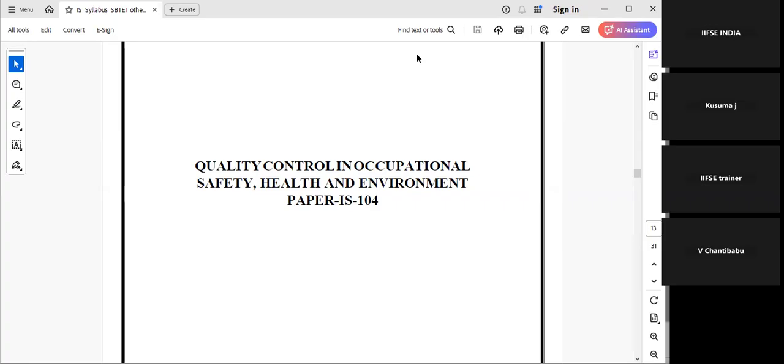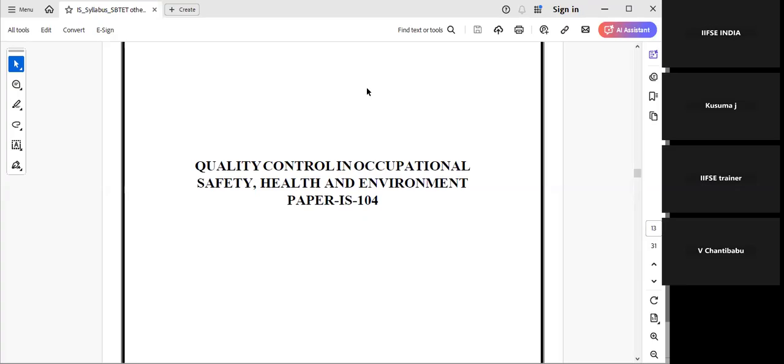Sir, myself Chanti Babu, sir. I am from Jagampeta, sir, near Annavaram. I am already working in Greenco Group, sir, in a power plant, as an electrical engineer. I have 7 years of experience, sir, in Greenco. Okay, very good. Thank you, sir. Welcome to the course. Thank you so much, sir.